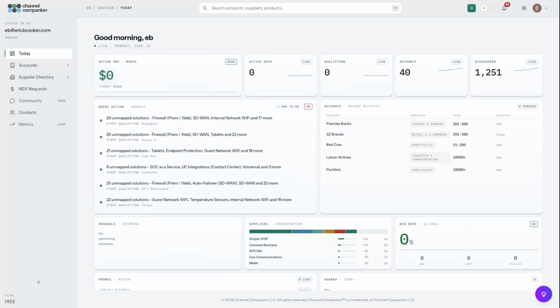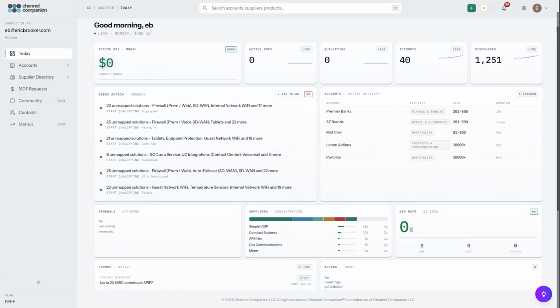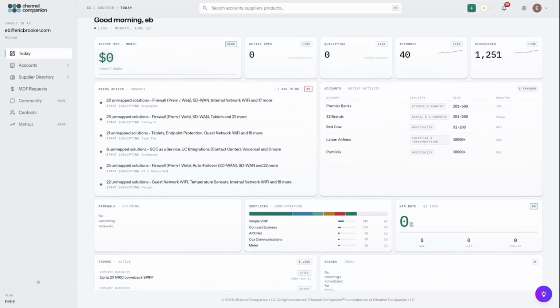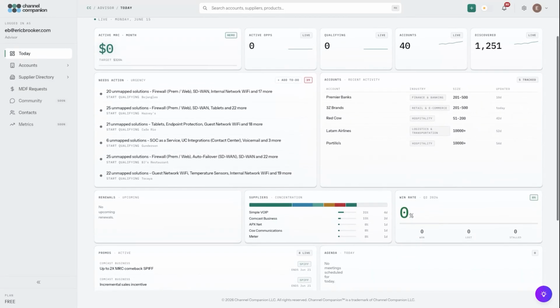This is the homepage. The second you log in, you get a quick glance at everything that you're working on. Urgent items that need action, pipeline health, your active promotions, supplier concentration, so you can see if you're leaning in too hard on any one supplier, your product mix, a renewal calendar, and your agenda for the day.